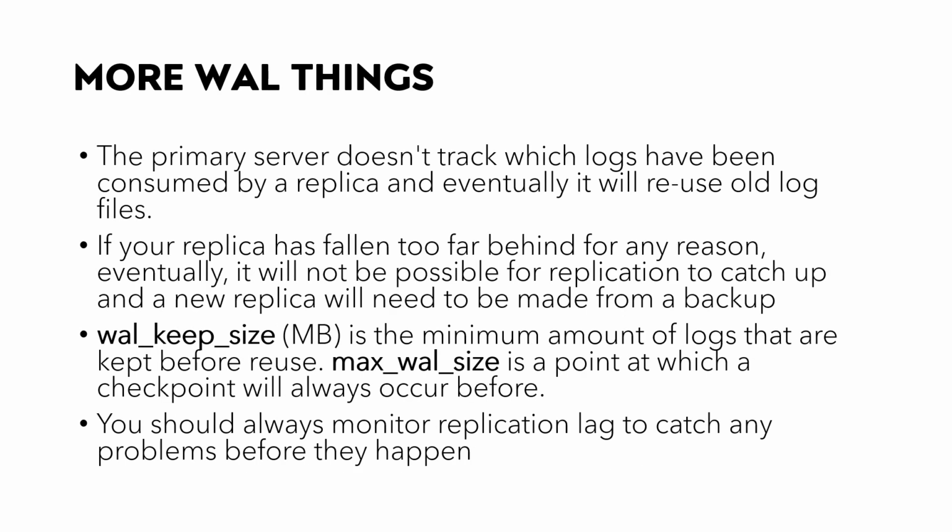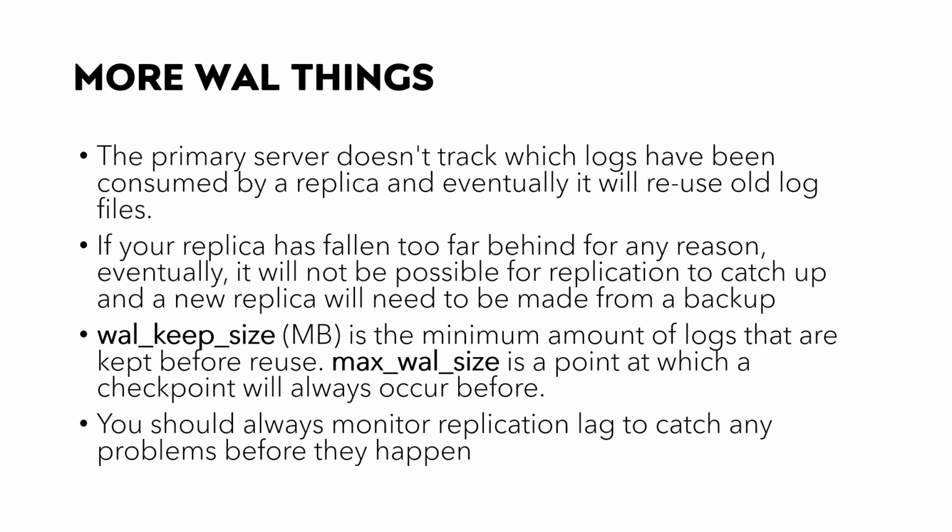Now, there are some more things we just need to mention about WALs. Again, we touched on these a little bit. The primary server doesn't know which logs have been consumed by a replica. In essence, it's not in charge. The primary isn't in charge of making sure those replicas get written to. It's the replica's job to connect to the primary and to request all of the logs that it needs. Now, why is that an issue?